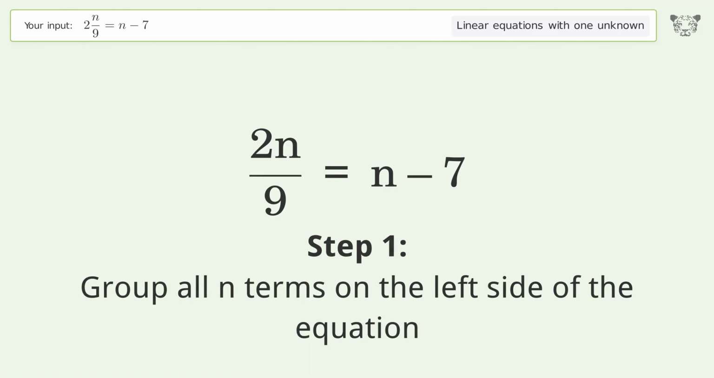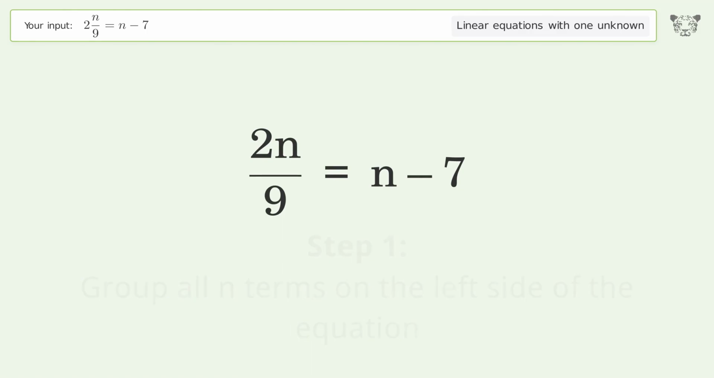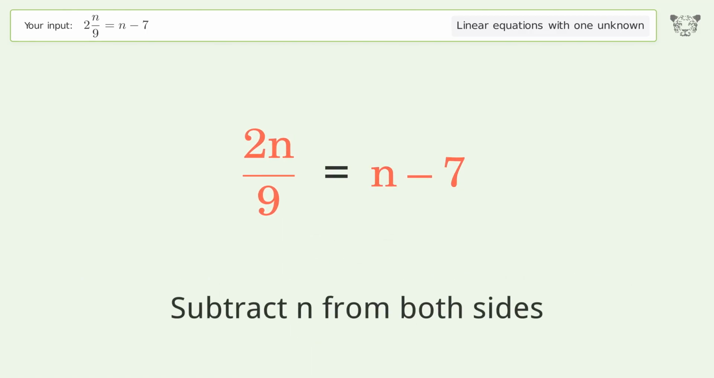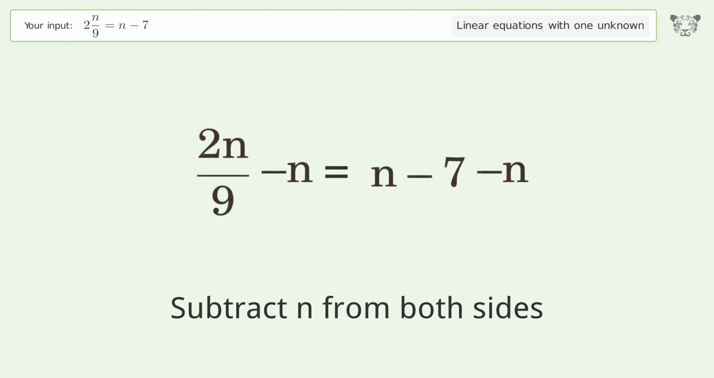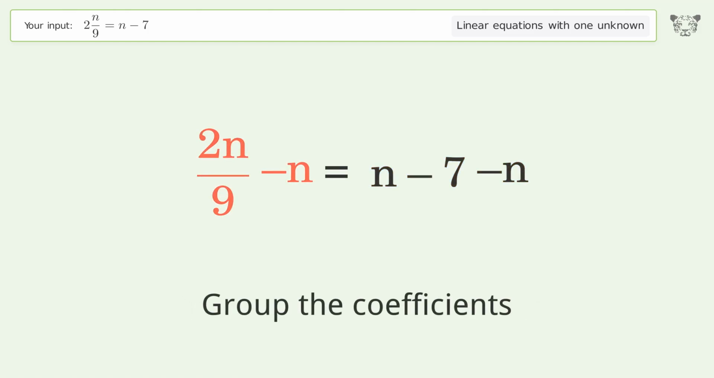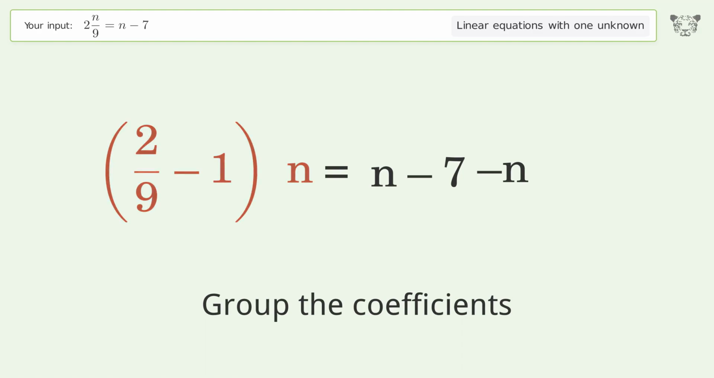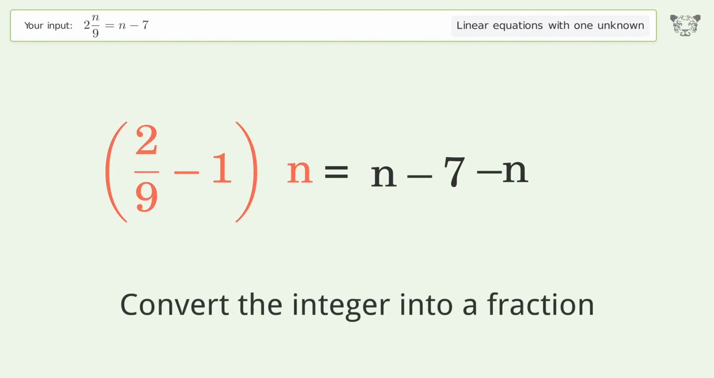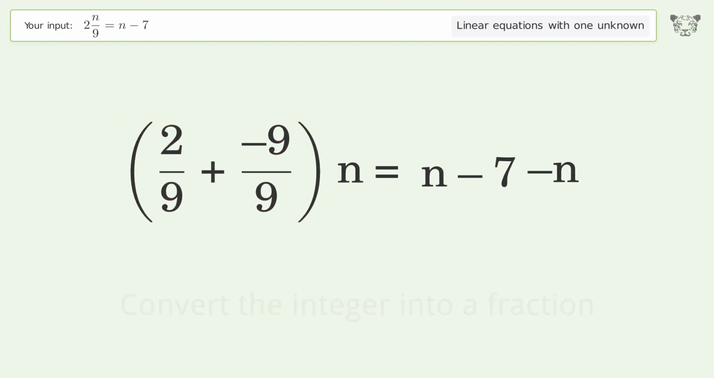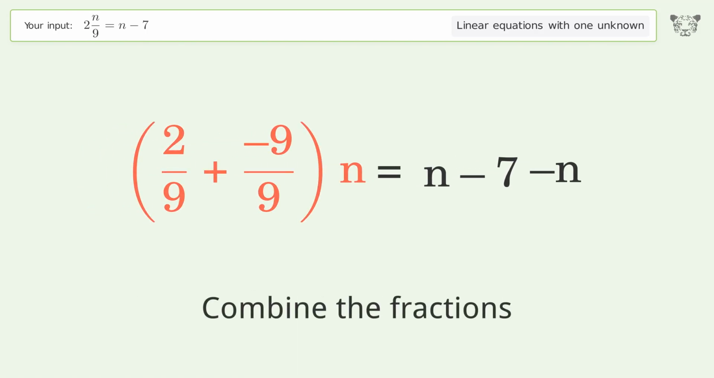Group all n terms on the left side of the equation. Subtract 10 from both sides. Group the coefficients. Convert the integer into a fraction. Combine the fractions.